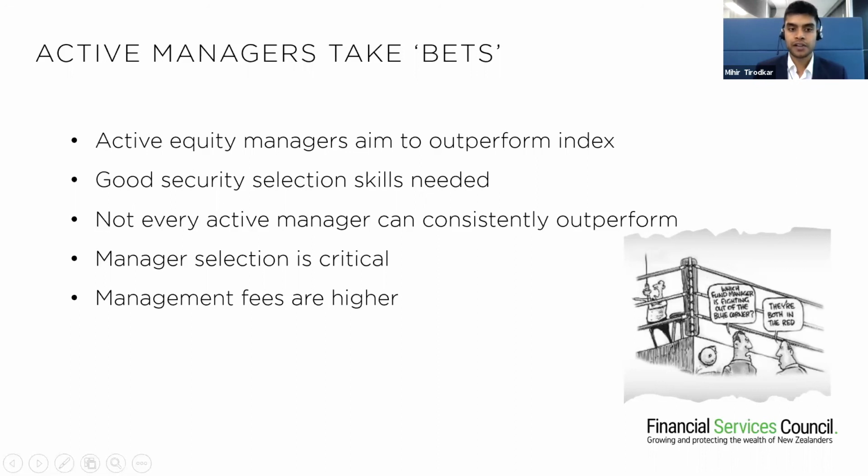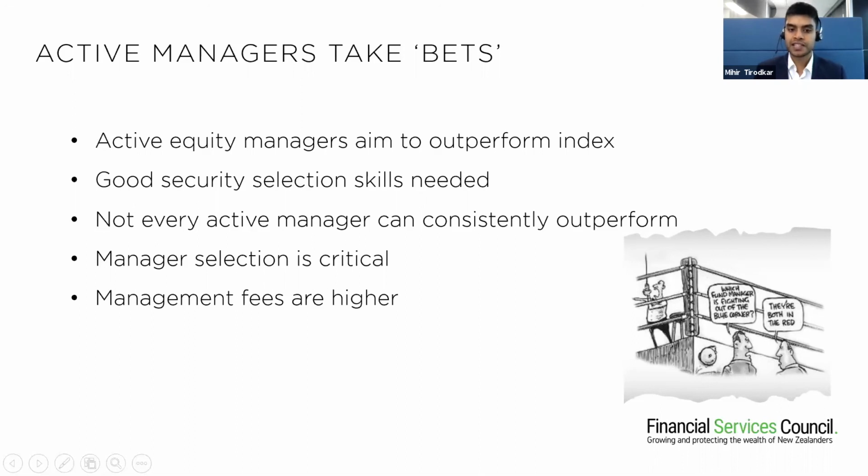The skill required for an active manager is security selection. Within the universe, the active manager needs to determine which securities are likely to outperform and which securities are likely to underperform relative to the benchmark as a whole. What the active manager then does is overweight, relative to the benchmark, those securities they expect to outperform and underweight those they expect to underperform.